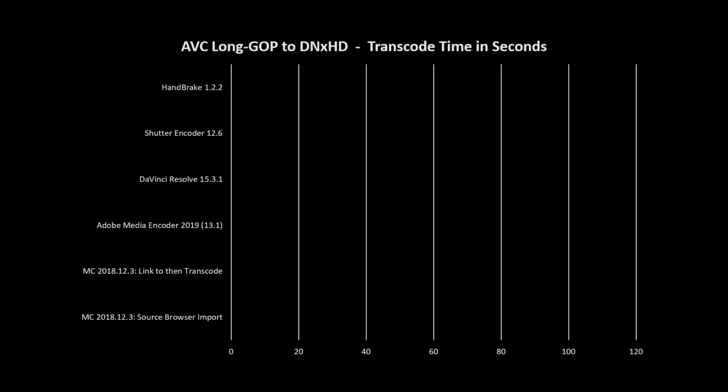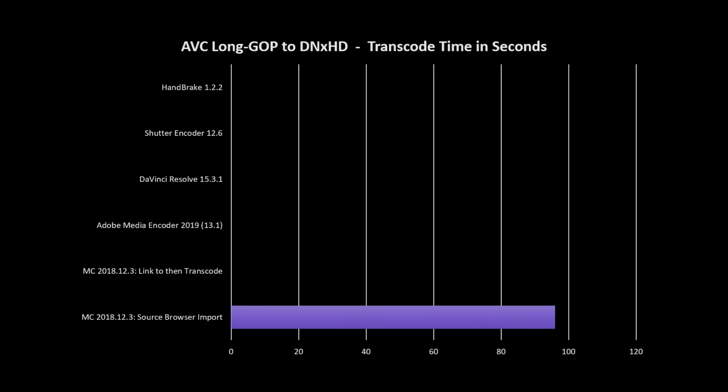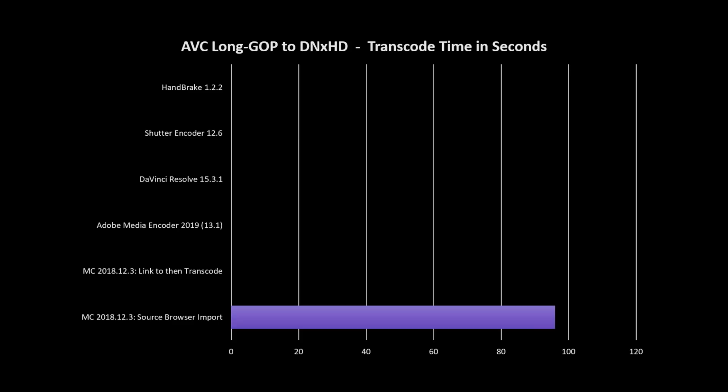Starting at the bottom of this chart, importing material with Media Composer's source browser took a full 96 seconds. This contrasts with transcoding the same material using the same computer running the same version of Media Composer, except by way of the link to and then transcode option that I just demonstrated. This method took only 12 seconds, a full 8 times faster.